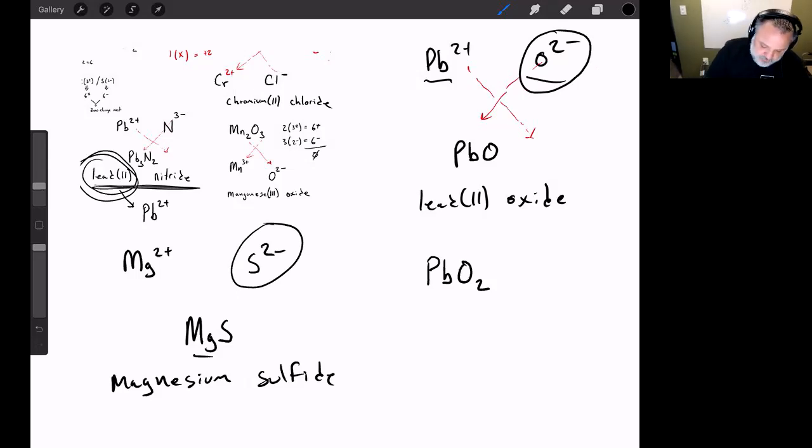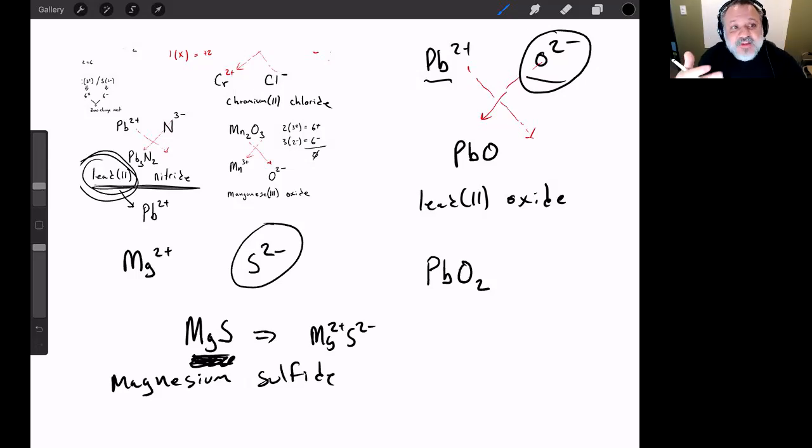You mean down here? This is a great question. So the question is asked, how come I'm not putting the charges down over here? And the reason is it's convention. It's not that magnesium sulfide isn't made from ions that have a charge. It's that by convention, when we write the formula for an ionic compound, we don't include the charges.